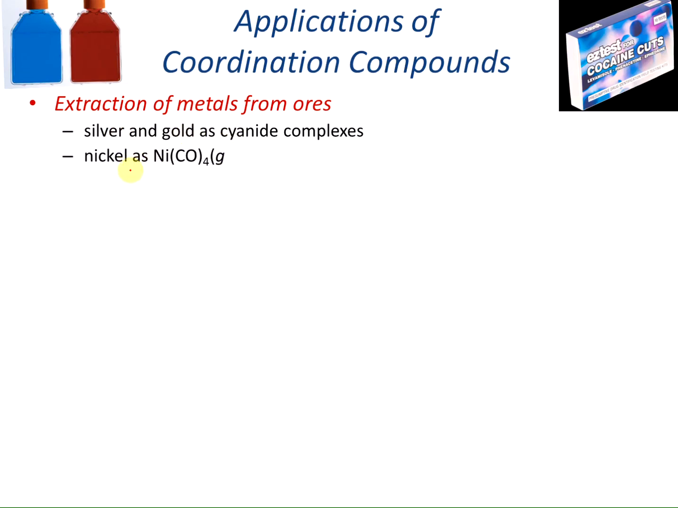Nickel is actually extracted as nickel tetracarbonyl, and nickel tetracarbonyl is a very, very toxic compound. It's probably one of the most toxic coordination compounds known because it's in the gaseous form. But by adding carbon monoxide to the nickel in the ore, it extracts it out as this gas, and then you can convert the gas back into the elemental or reduced metal form of nickel to get the metal out.